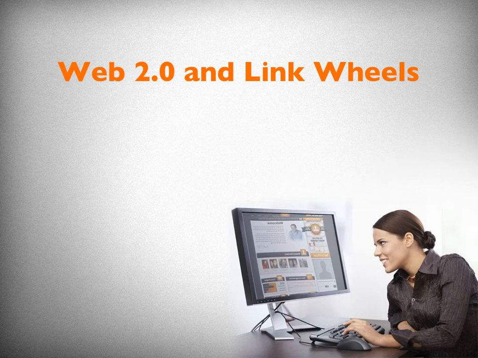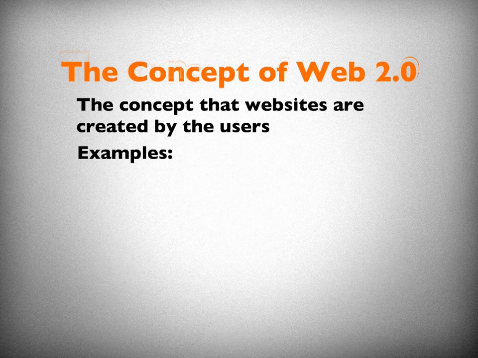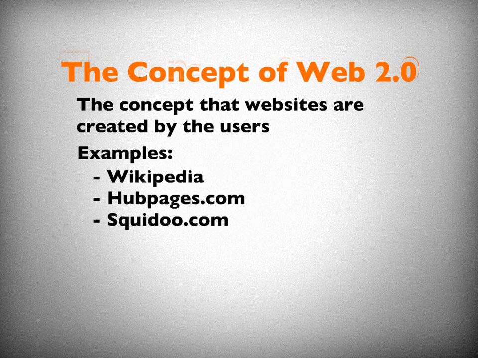First of all, let's understand the concept of Web 2.0, and really it's the idea that websites are created by users, so it's content generated by the users. There are a lot of examples out there on the internet. Wikipedia obviously is created by the users, it's not created by the website. Hubpages.com, you can go onto Hubpages and create content there. Squidoo.com is another example of creating content, and we'll create some videos on Hubpages and Squidoo specifically because they're pretty powerful, but I'm giving you the concept here.